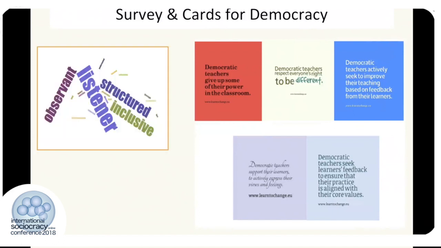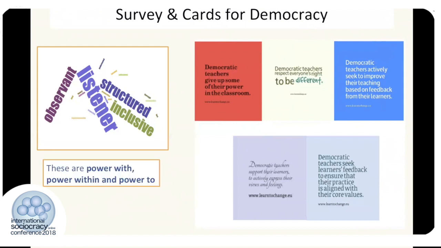I also took the results of the survey that I had sent. I sent it to 11 people. And these are the words that came out. I took all the answers of the open questions, and this is the word roll. So these were okay words, actually. I was quite reassured to see that there were more words that connect with power within and power to.